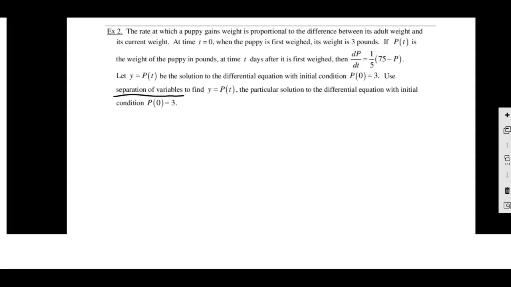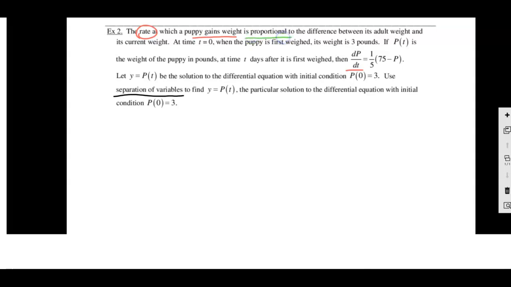It says the rate at which a puppy gains weight. So again, it's the rate at which it gains weight, so the rate of the weight. There you go, there's your dP dt. Remember, P is the weight. So the rate of gaining weight, that's going to be your dP dt.